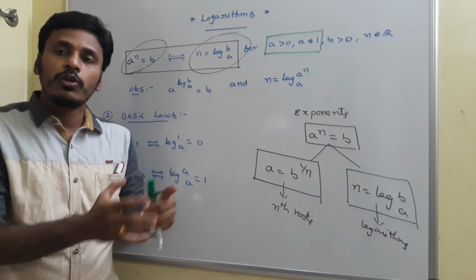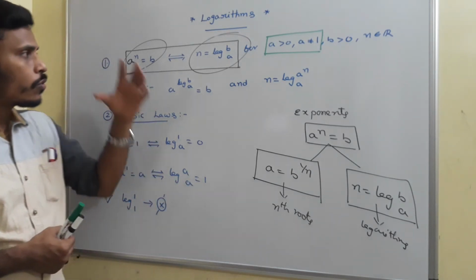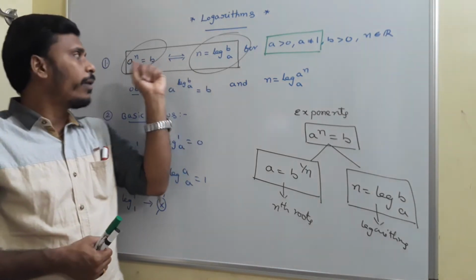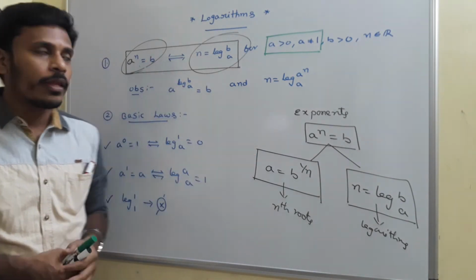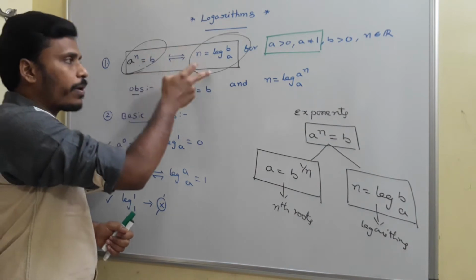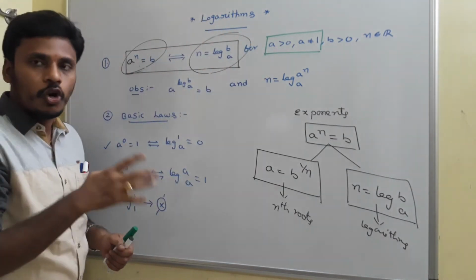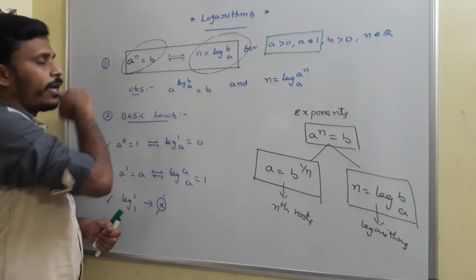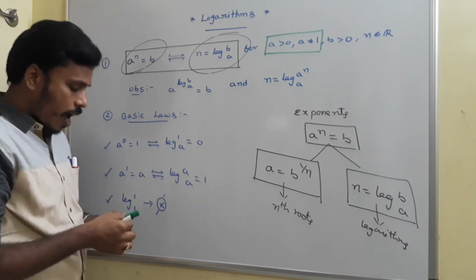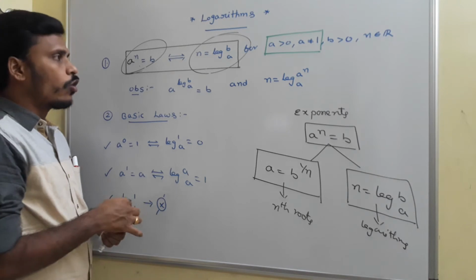To avoid all those contradictions, you need to restrict the base a to be positive, and the base cannot be 1. Okay, so this conversion happens if the base a is greater than 0 and not equal to 1. And another thing is, think about this: the base is a positive value and n is any value, okay?